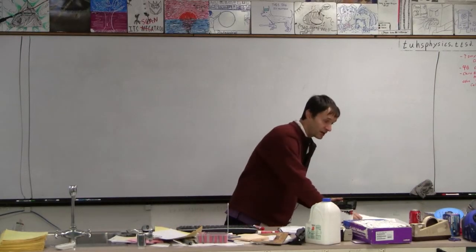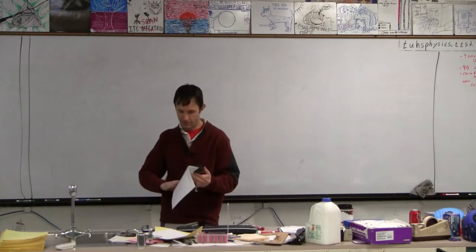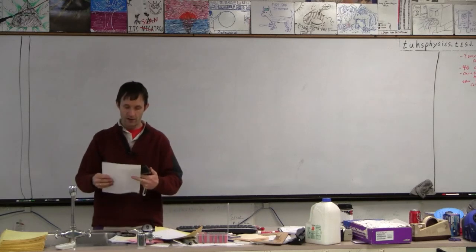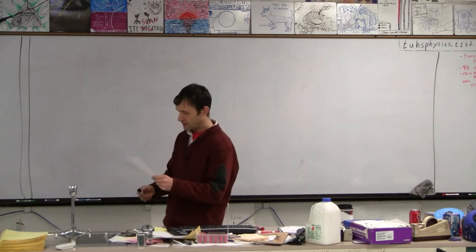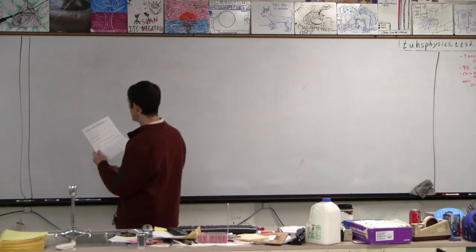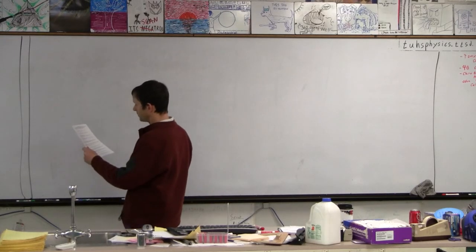IB mock test on chapters 5 and 6, problem number 3. Red Elk is twirling a stone at constant velocity, and Red Elk can do that, right? Okay, on a 35 centimeter long string with a period of 0.850 seconds.